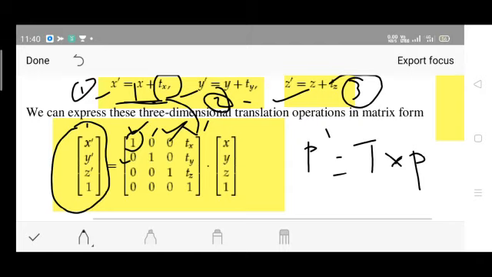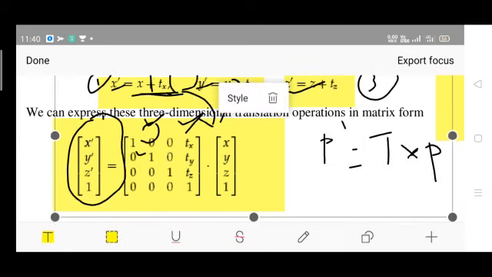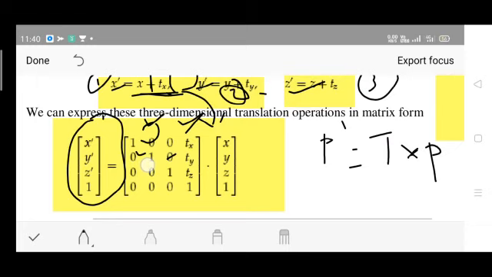Is there any z factor present? In equation number 2, you observe, check the pointer. No z factor. So mark the third parameter as 0, right? This is 0, this is 1, 0, and the constant, what is the constant value? ty is the constant value, isn't it? So ty should be mentioned in the appropriate position.